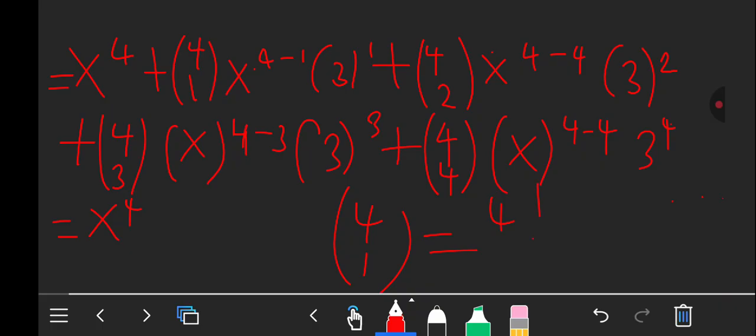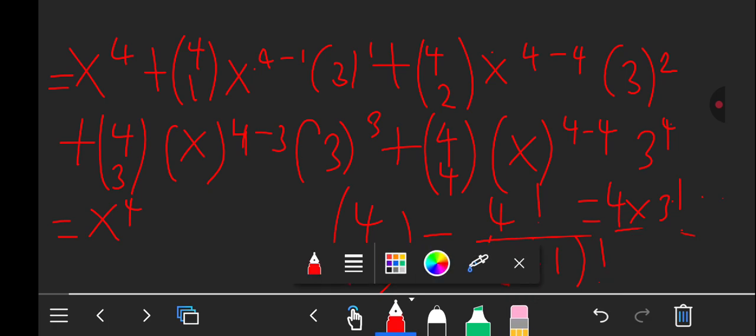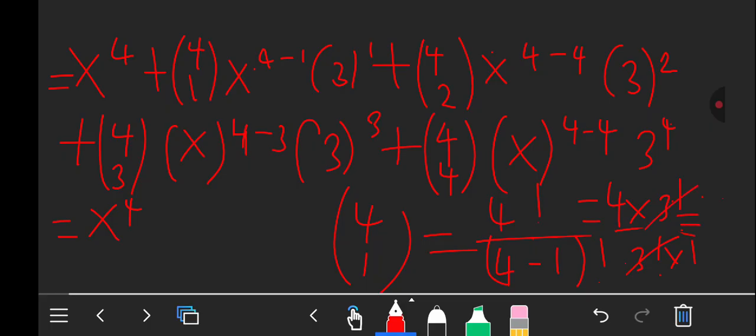So you just get 4 factorial, then 4 minus 1 factorial, then 1 factorial. So this will be equal to 4 multiplied by 3 factorial, then 4 minus 1, that is 3 factorial, multiplied by 1 factorial, which is just 1. So 3 factorial and 3 factorial will cancel. What remains is 4 over 1, which is just 4. So this is what you put here.